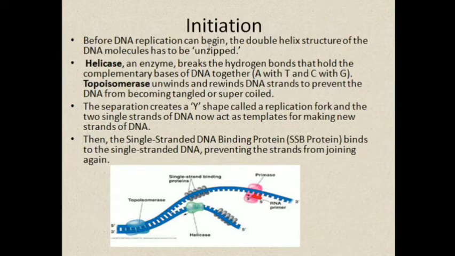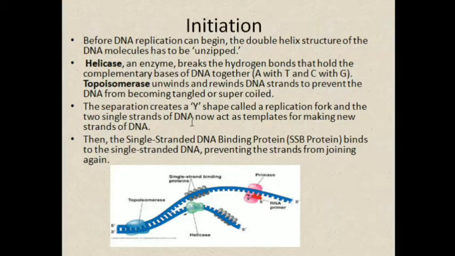Before the replication can begin, the double helix has to be unzipped. There are different enzymes which help in the unzipping of the double helix. First is the helicase. Helicase breaks the hydrogen bonds between the complementary bases of DNA, that is A and T, and C and G. Then there is another enzyme called topoisomerase, which unwinds and rewinds the DNA and prevents the DNA from getting coiled or tangled again.